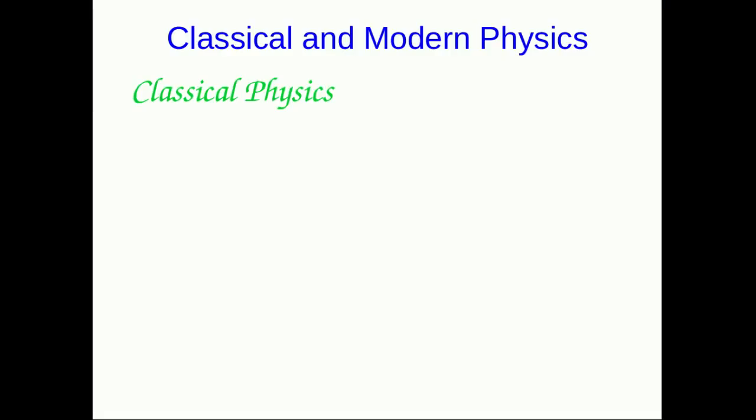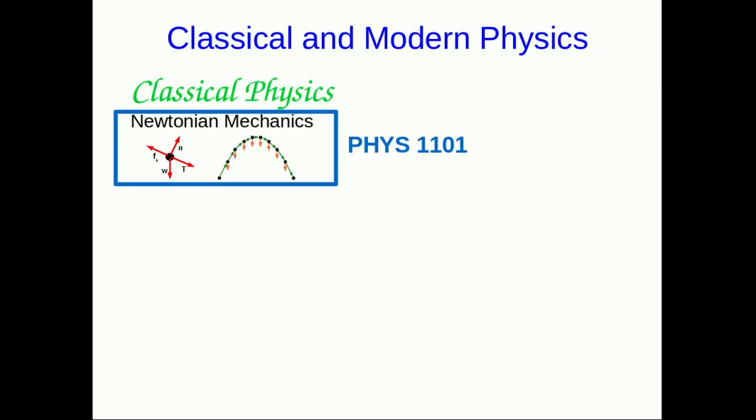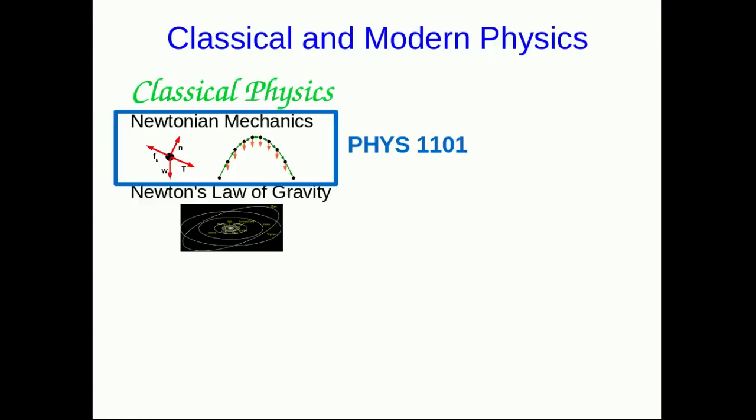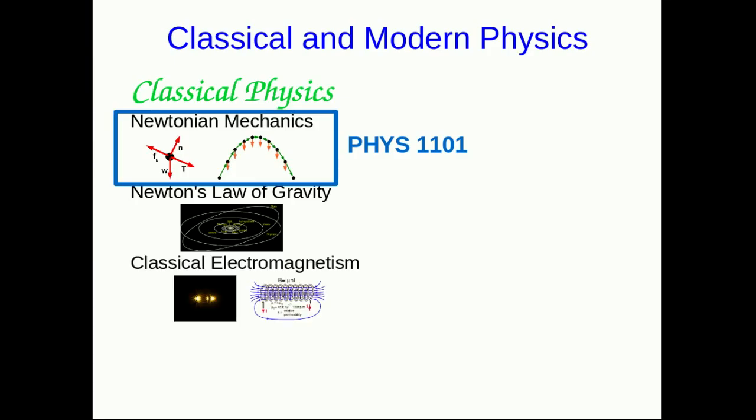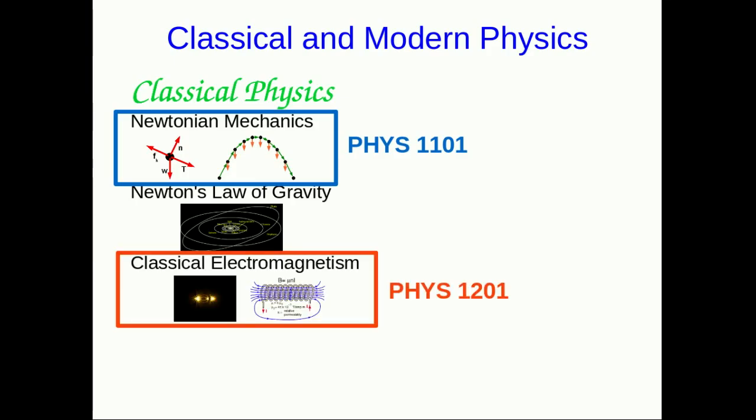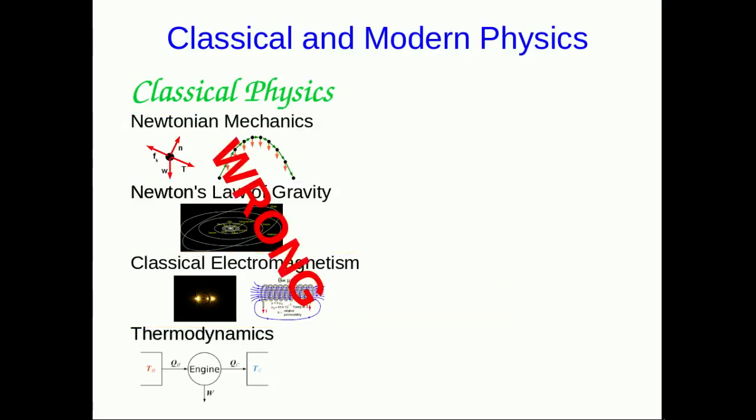Everything we've looked at so far in PHYS 1101 and 1201 is classical physics. We looked at Newtonian mechanics all through PHYS 1101 and the oscillations and waves part at the beginning of PHYS 1201. Newton's law of gravity you might have seen in an earlier course. Classical electromagnetism is what we've spent most of PHYS 1201 on, and at the very end of PHYS 1101 we saw just a little bit of thermodynamics. And one thing all of this has in common is that it's wrong!